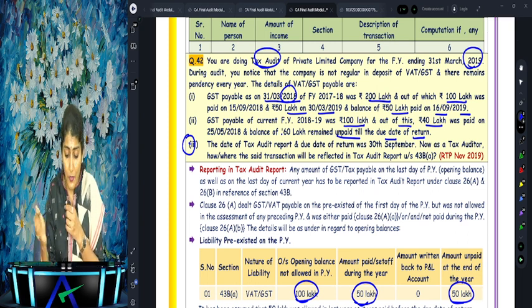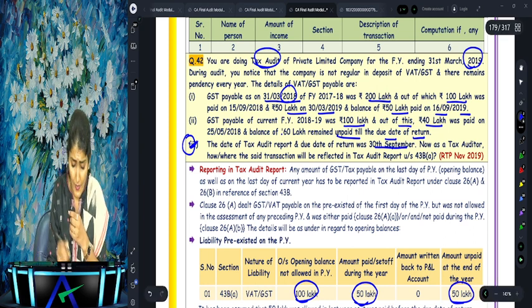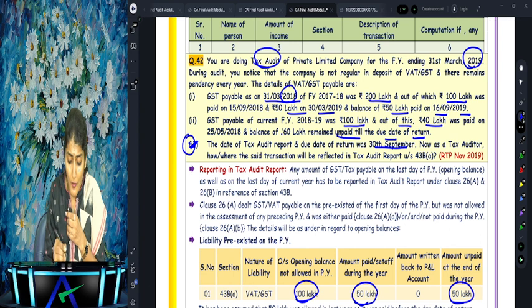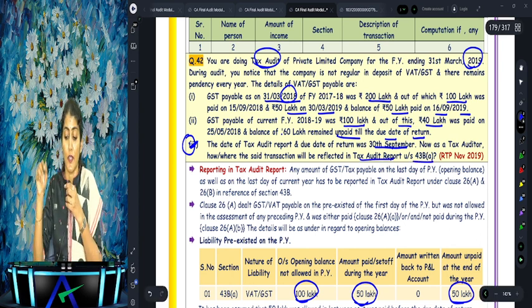Right. And the date of the tax audit report and the due date of return was 30th of September. Now, as a tax auditor, how and where will the said transactions be reflected in the tax audit report under section 43B?